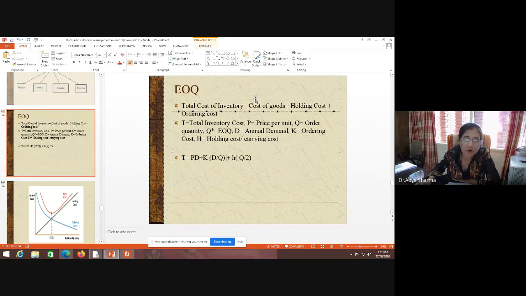And then the ordering cost. So what is the ordering cost? So this is K, and ordering cost, if you remember, is not dependent on the quantity, but it is dependent on the number of orders, right? Every time I order, I incur a certain ordering cost, and therefore it is D divided by Q, where D is the total demand and Q is the quantity.